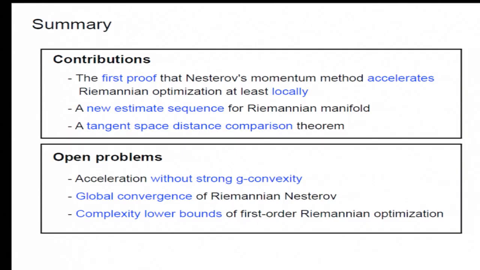So in summary, we have the proof of Riemannian Nesterov's momentum method that at least accelerates locally on Riemannian manifolds. And we derive it using a new estimate sequence and a tangent space distance comparison theorem. There are many open problems remaining, so if you are interested, definitely come by during the poster session. Thank you.